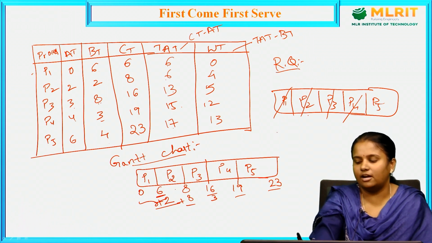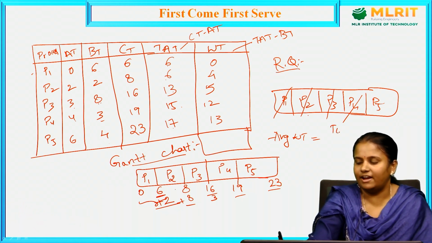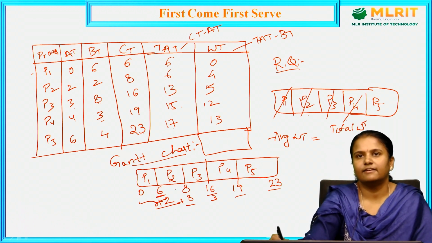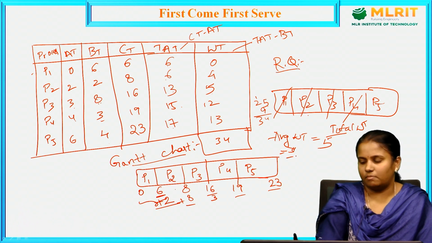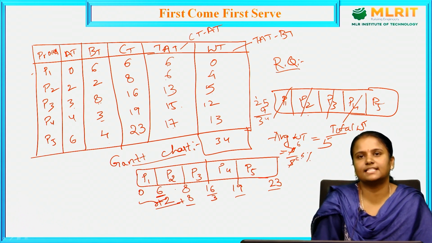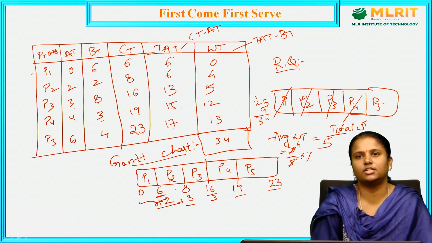In this problem we are asked to find the average waiting time. We need to add the waiting times and divide the total waiting time by the number of processes, which is 5. So 34 by 5 is 6.8. So the average waiting time is 6.8. This is about the first come first serve scheduling algorithm.